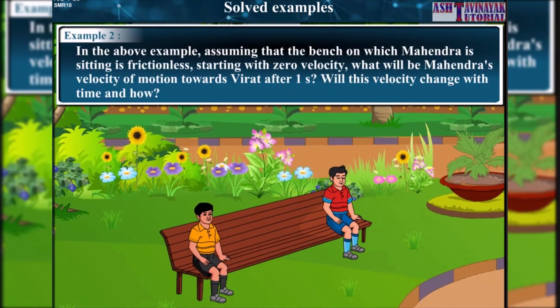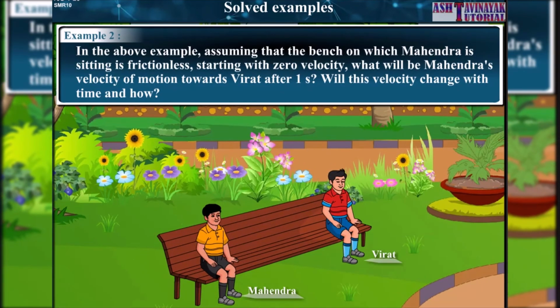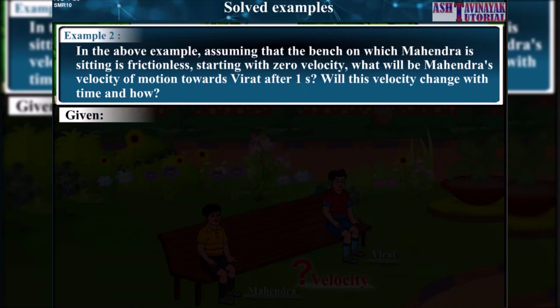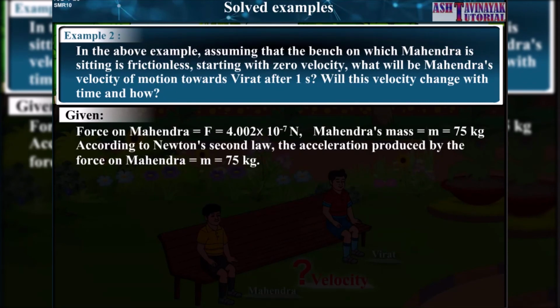Example 2. In the above example, assuming that the bench on which Mahendra is sitting is frictionless, starting with 0 velocity, what will be Mahendra's velocity of motion towards Virat after 1 second? Will this velocity change with time and how? Given force on Mahendra, F is equal to 4.002 into 10 raised to minus 7 Newton. Mahendra's mass, m, is equal to 75 kg.